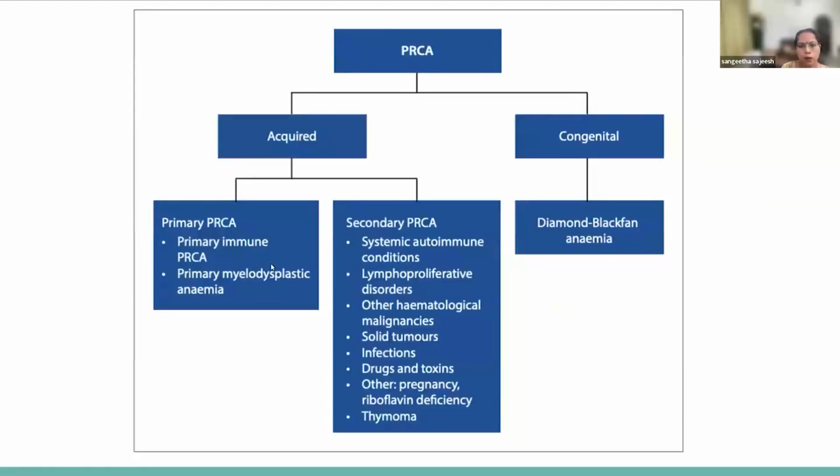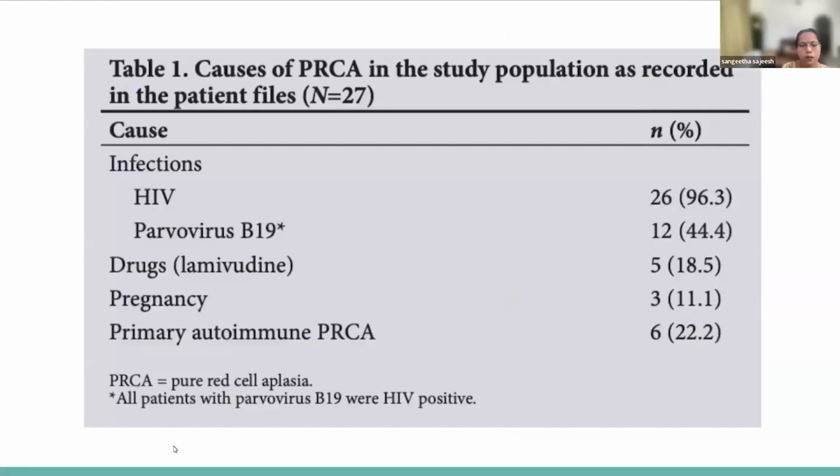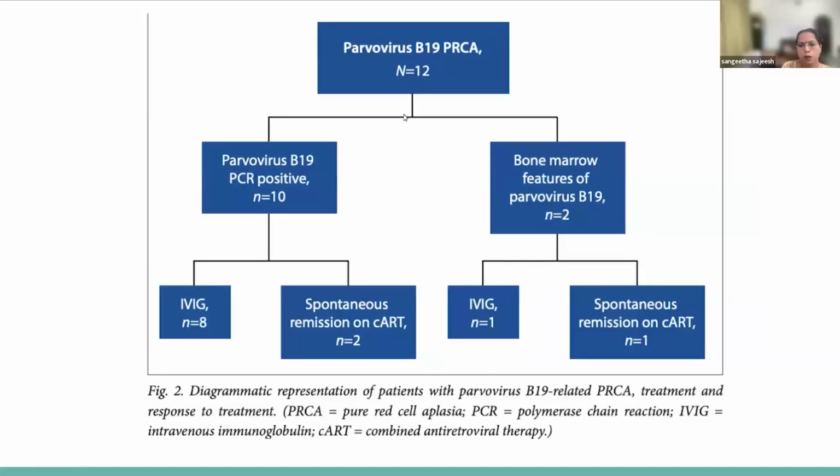Pure red cell aplasia could be primary or secondary. You can see that among infections, 26 patients were HIV positive, and 12 were parvovirus B19 positive. All patients with parvovirus B19 were HIV positive, so all these 12 were retrovirus positive. I have highlighted this parvovirus B19 PRCA study. Earlier we had seen that treatment is with IVIG transfusion, but here there was spontaneous remission of the parvovirus infection or anemia once the patient was started on combined antiretroviral therapy.